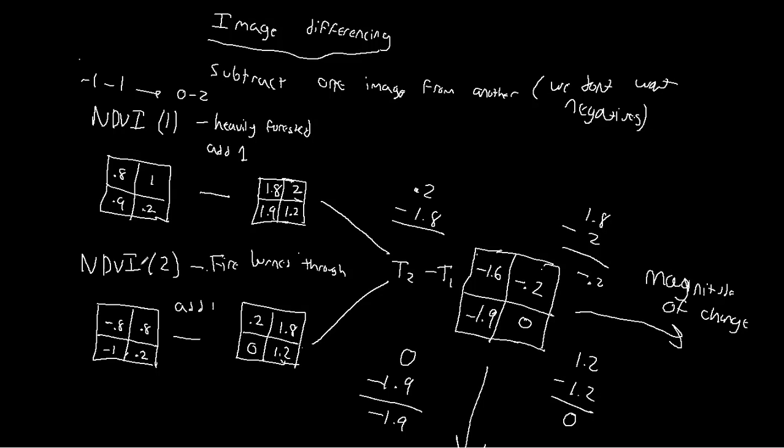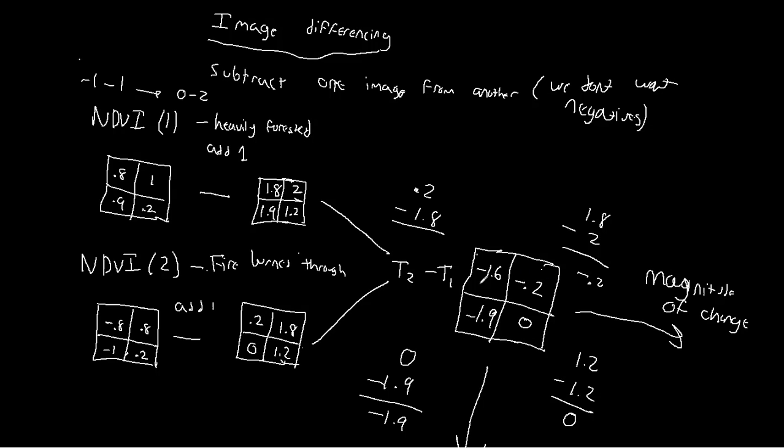And so the first thing we did was we added 1, because with image differencing, you don't want negative values because that messes everything up. So we made sure that all these values were positive by adding 1. Again, -1 to 1 becomes 0 to 2. And then we simply subtracted time 1 from time 2. So that's time 2 minus time 1. And we got these results right here.